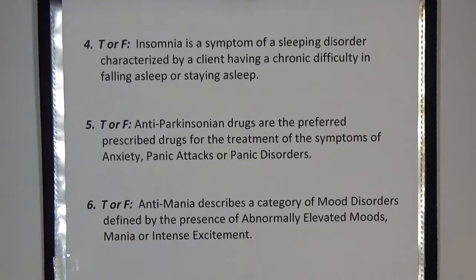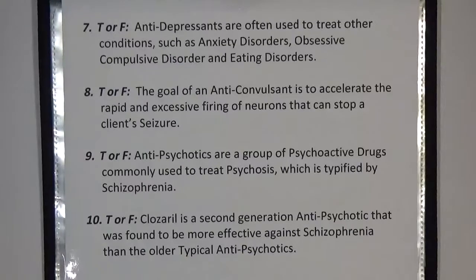Question 6. Antimania describes a category of mood disorders defined by the presence of abnormally elevated moods, mania, or intense excitement. True or false? Question 7. Antidepressants are often used to treat other conditions such as anxiety disorders, obsessive-compulsive disorders, or eating disorders. True or false? Question 8. The goal of an anticonvulsant is to accelerate the rapid and excessive firing of neurons that can stop a client's seizure. True or false?